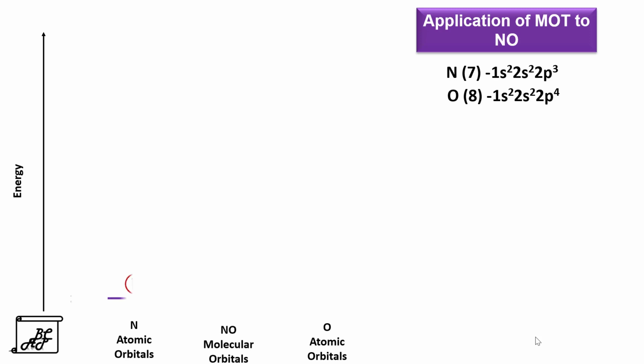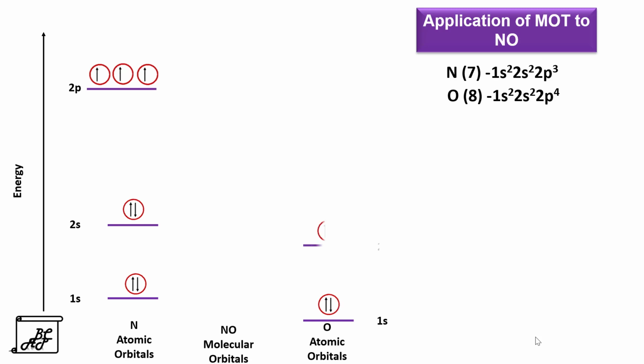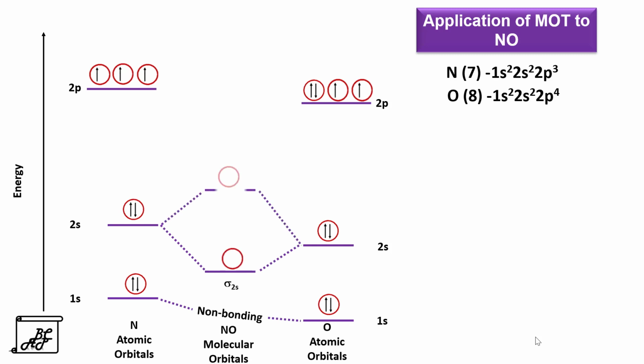In nitrogen we will have 1s orbital, 2s orbital and 2p orbitals. In oxygen also we will have 1s orbital, 2s orbital and 2p orbital. But as the oxygen atom is more electronegative, the energy of the atomic orbitals of oxygen will be less than the atomic orbitals of nitrogen. The 1s orbitals are the inner orbitals, therefore they do not participate in bonding and they remain non-bonding. The 2s orbitals will combine with each other to form one bonding, that is sigma 2s, and the other anti-bonding, that is sigma star 2s.